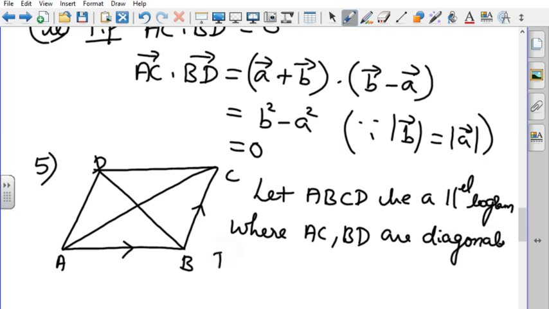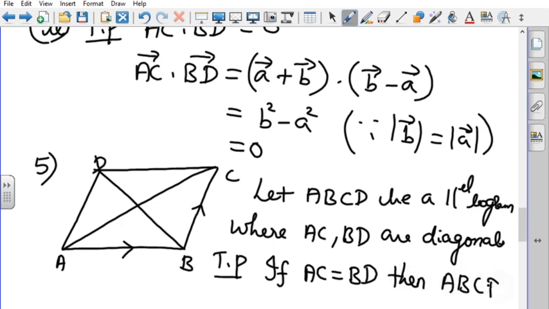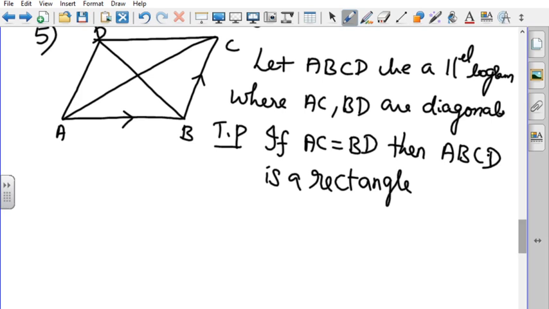To prove: if AC is equal to BD, then ABCD is a rectangle. If the two diagonals are equal, what will the parallelogram be? It will be a rectangle. We are going to say that if the diagonals are equal, the parallelogram will be a rectangle. Okay? So this is problem number 5.